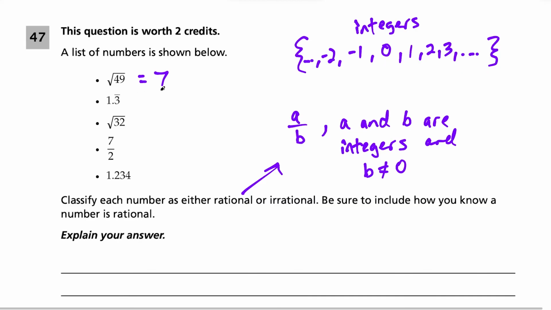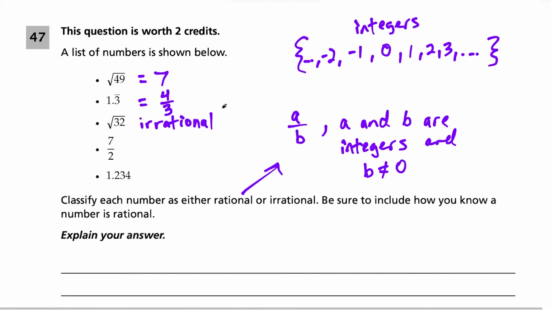1.3 repeating is a rational number because it's an infinite decimal that has a pattern to it. If I really wanted to do some more investigating, I could express 1.3 repeating as 4 over 3, and then you see how it falls into this category here of what it means for a number to be rational. I'm going to save this one for last because this one is irrational. And the way that I know it's irrational is anytime you take the square root of a non-perfect square, you're going to get an irrational number.